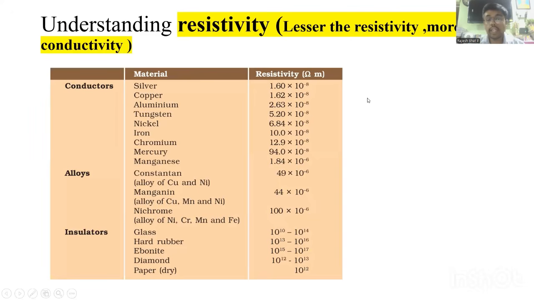Next, very important thing: this table. No need to memorize this table, just observe the table properly. You can see multiple materials and their resistivity.